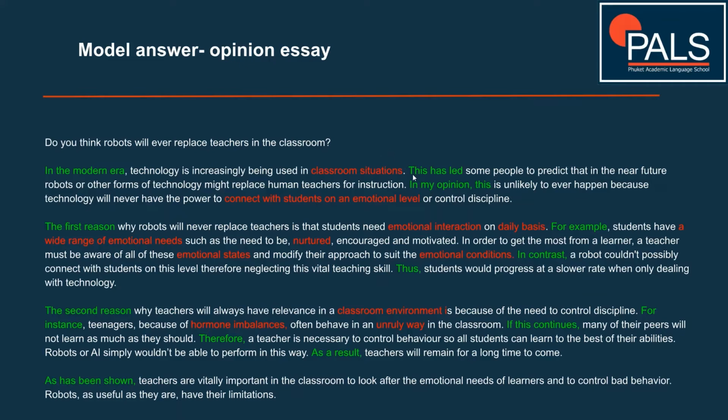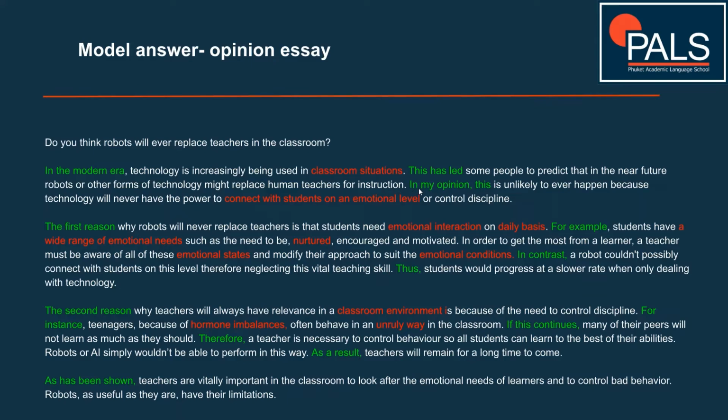The next sentence, you will notice, gives a little bit more specific detail because it mentions teachers in the classroom. This has led some people to predict that in the near future, robots or other forms of technology might replace human teachers for instruction. So this second sentence puts a little bit more meat on the bones, shall we say. It gives a little bit more detail about this sentence here. And that's important. Again, we're not super specific, but we're getting there.